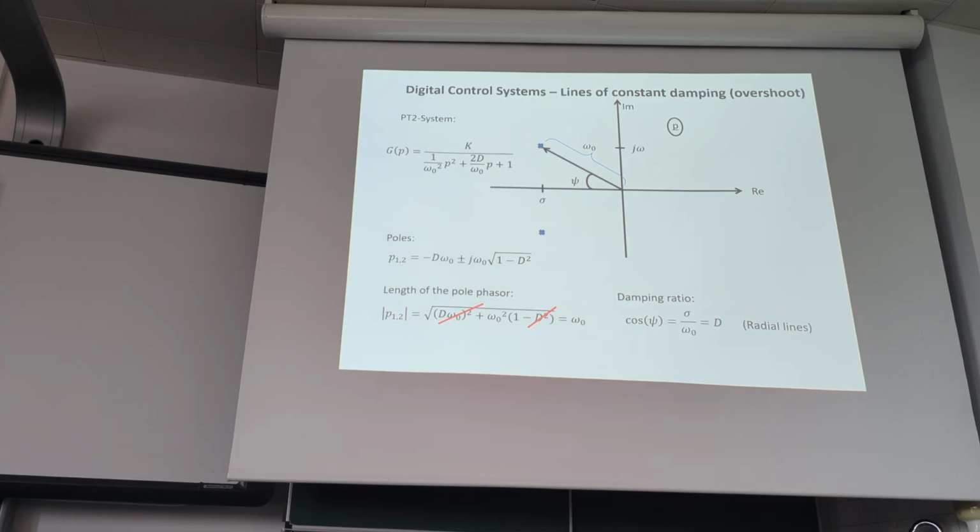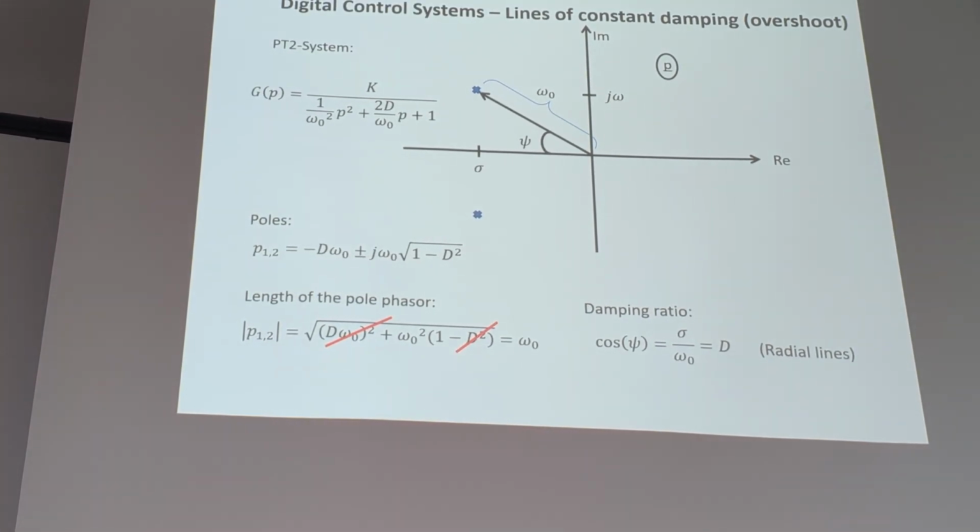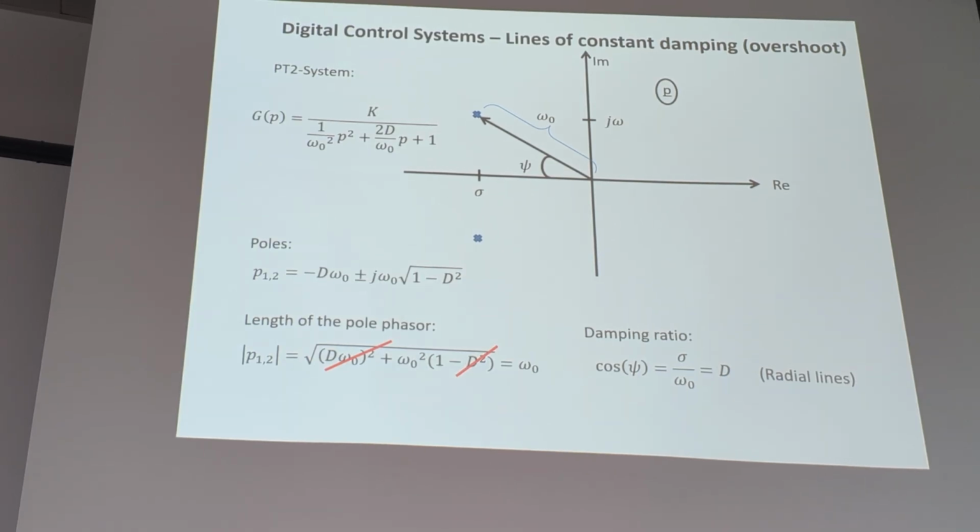So that means that lines of constant damping were, in the continuous case, just straight lines going into the origin, because then the angle on a straight line going through the origin would remain constant, so the damping would remain constant, and the lines of constant natural frequency would be circles around the origin. Yeah, so this is actually the situation here.